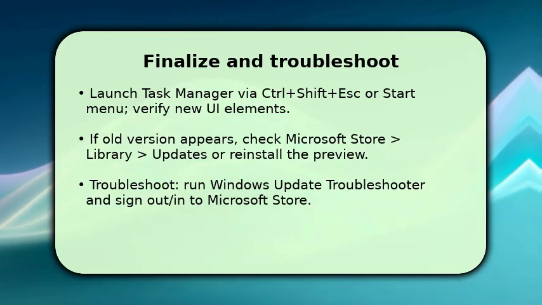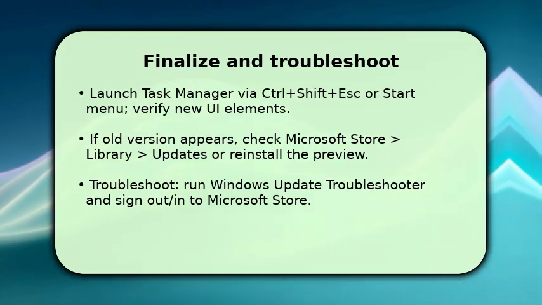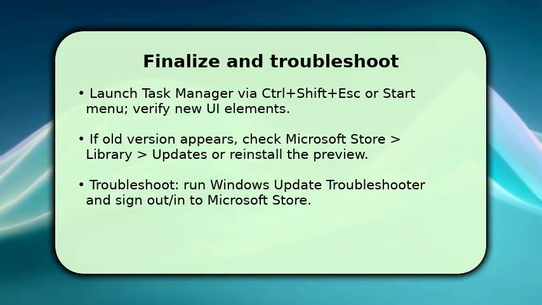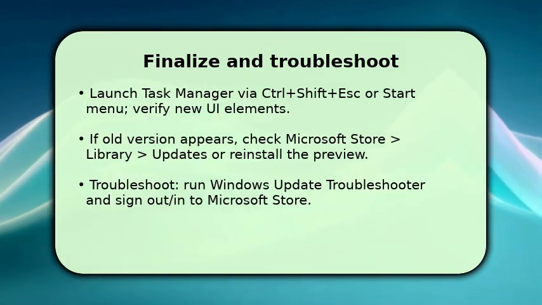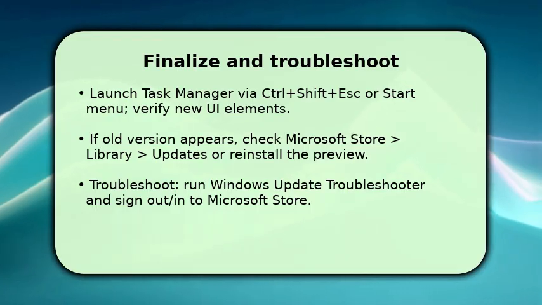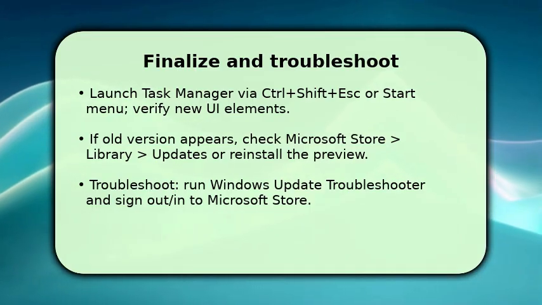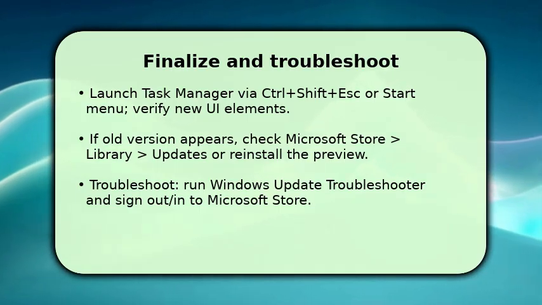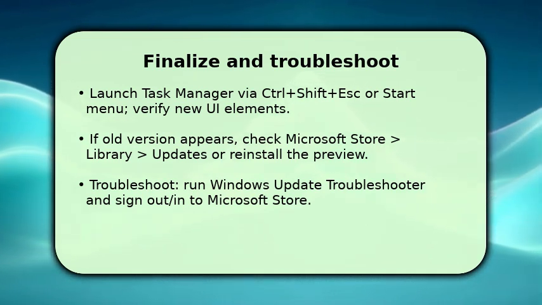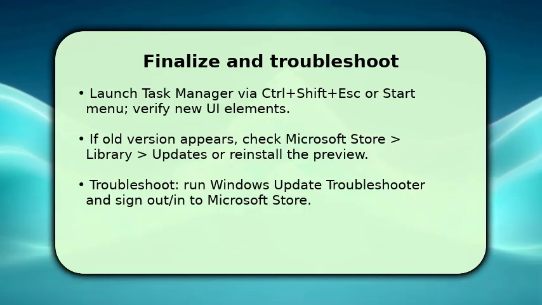If you still see the legacy Task Manager, open Microsoft Store Library and check for pending updates or uninstall, then reinstall the preview app. If problems persist, run the Windows Update troubleshooter, sign out and back into the Microsoft Store, and reboot. These steps resolve most delivery or permission issues because the modern Task Manager is delivered via Store and relies on matching OS build and account state.